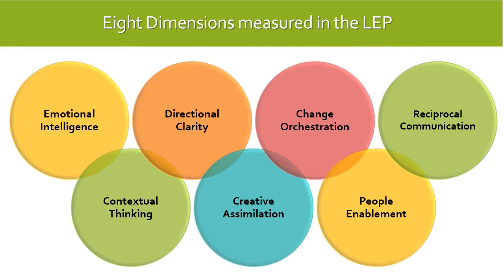The 8 dimensions measured in the LEP are emotional intelligence, directional clarity, change orchestration, reciprocal communication, contextual thinking, creative assimilation, and people enablement.